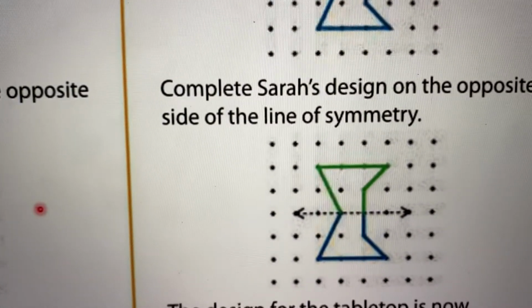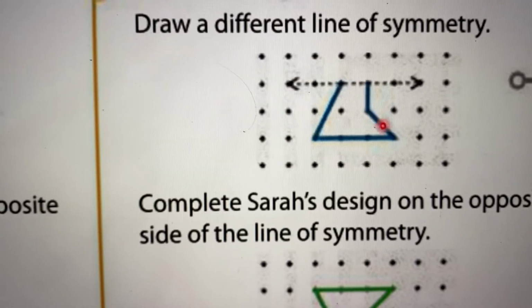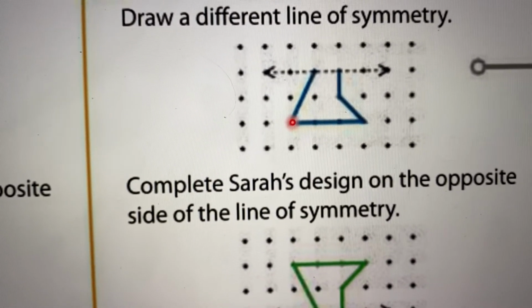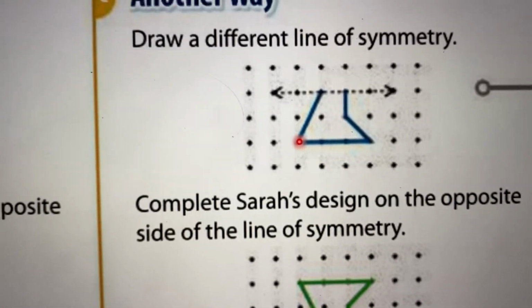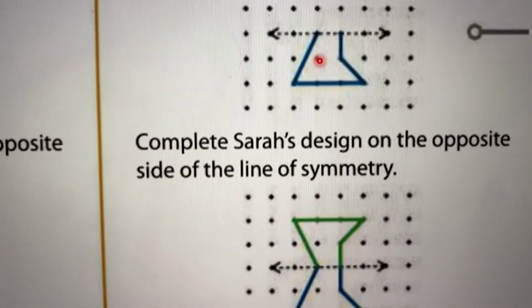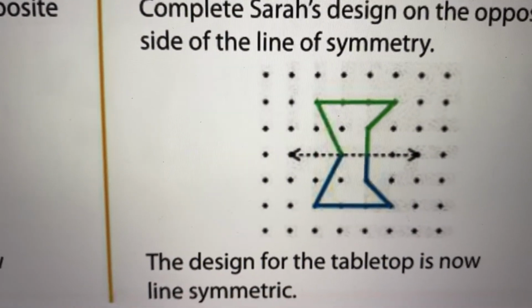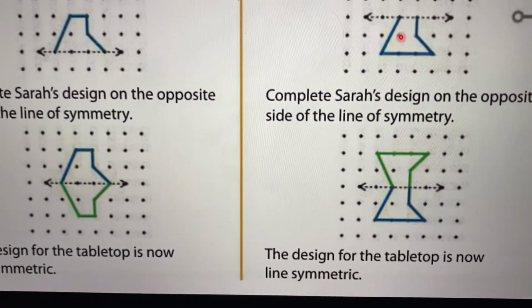The same here. You have this shape, okay? So when you want to draw it on the opposite side, you have to draw it upside down. When you draw it upside down, in this case, you can fold the paper and it's gonna be line symmetric, okay?